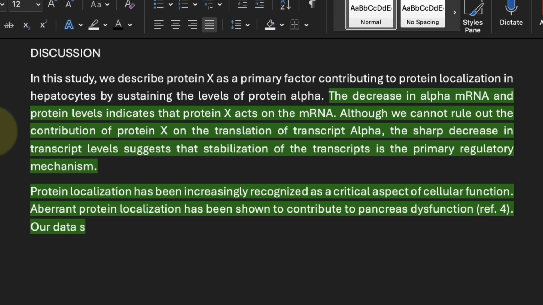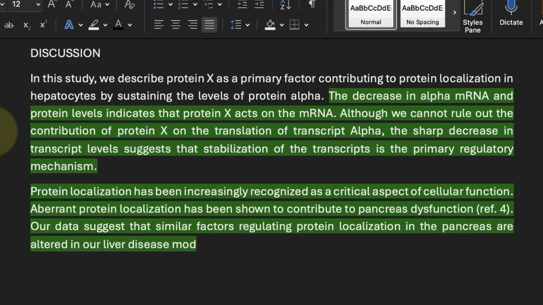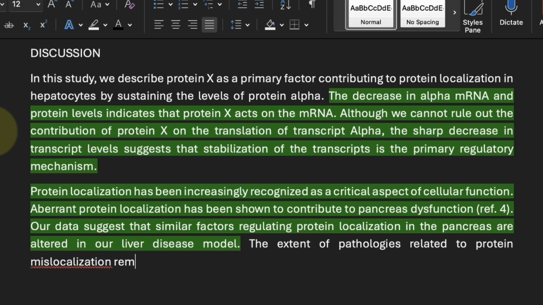And here we say, okay, our data suggests that similar factors regulating protein localization in the pancreas are altered in our liver disease model. And the extent of pathologies related to protein localization remains to be determined. So here we are putting our findings into a bigger context, that this is also important to do in the discussion and not in other parts of the manuscript.